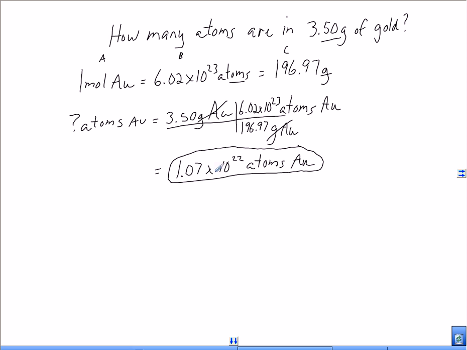Now, does the answer make sense? I always want you to look at that before you move on to another problem. Well, to have 1 mole of gold, I need 196.97 grams. I have 3.5 grams of it. I don't have many grams compared to the molar mass. So I would expect my answer to be smaller than Avogadro's number. And of course, 10 to the 22nd is a smaller exponent than 10 to the 23rd. So the answer looks right, 1.07 times 10 to the 22nd. And that's how you do a standard mass to particle problem, or grams to particle problem.